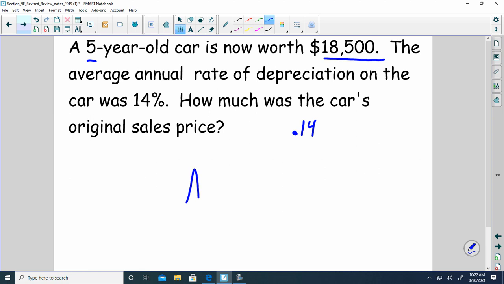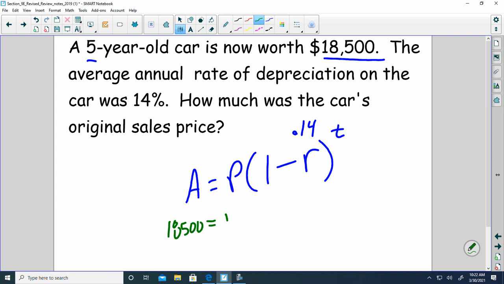So I have A equals P times (1 minus r) raised to the t. We know that it's that equation because it doesn't say it was compounding monthly or weekly or anything like that. So we have an $18,500 car. We don't know what P was. If I go 1 minus 0.14, that gives me 0.86.